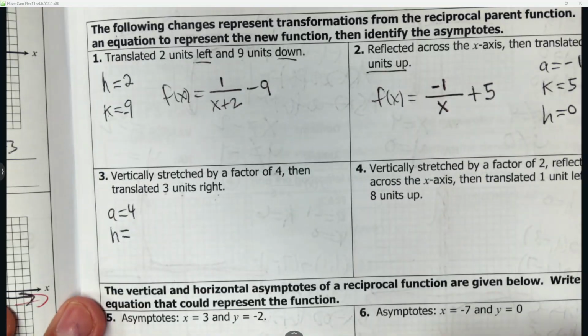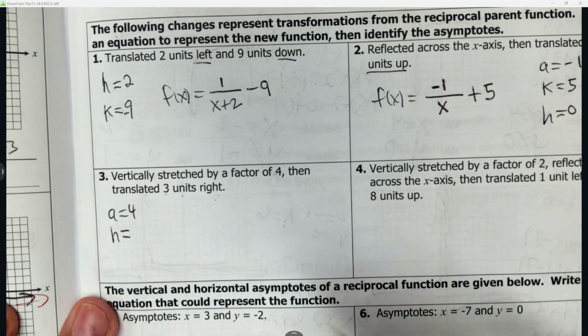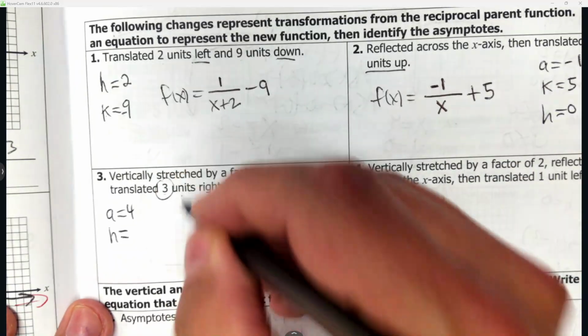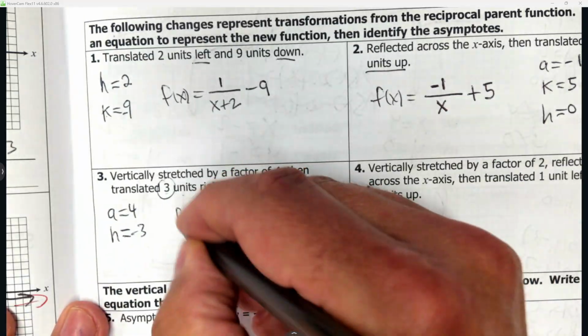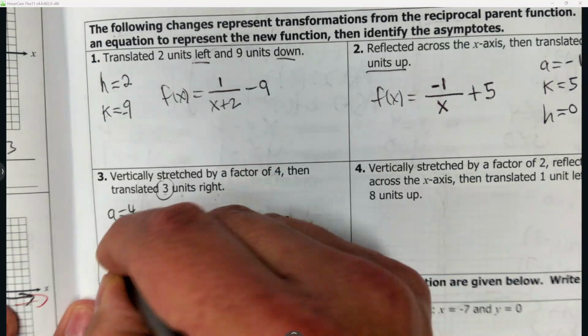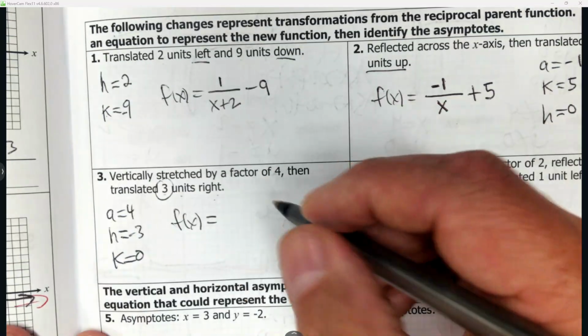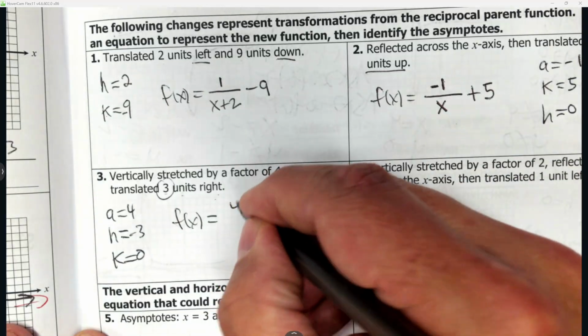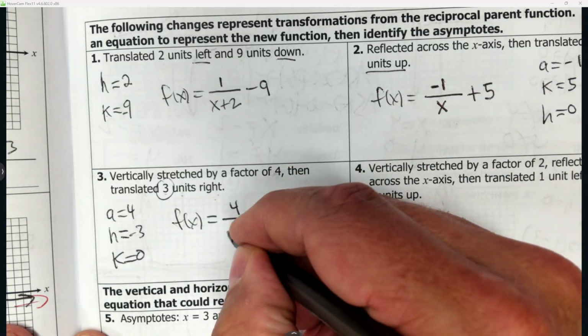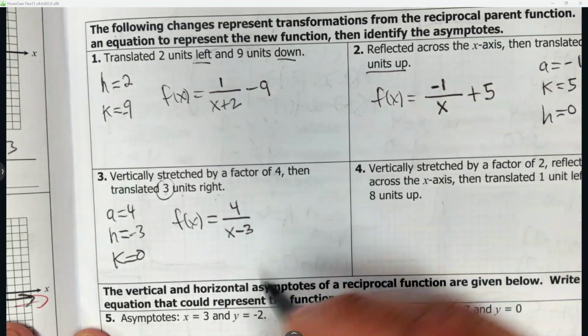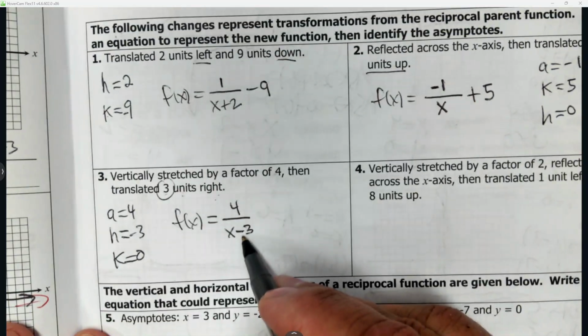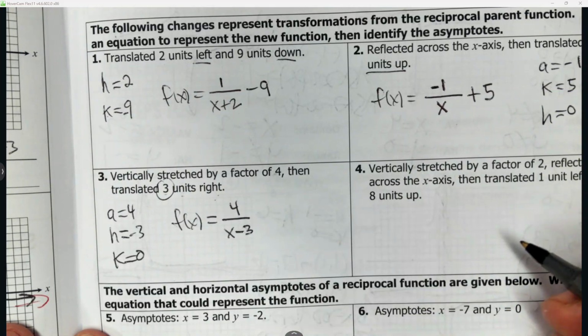So we're going to go in the other direction in terms of that. So the denominator is going to have a negative to it. So we're going to have a function, and it doesn't go up or down at all, so that would be 0. So it's going to be 4 over, and because it's going to the right, we're going to have that opposite number there. And there's nothing to add at the end.